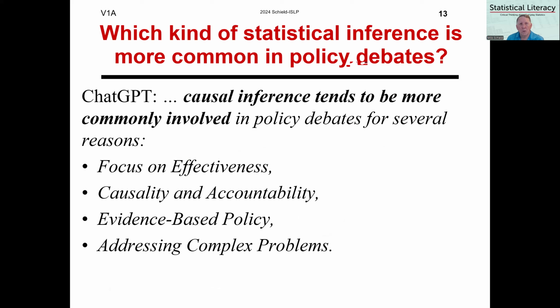Chat, what kind of statistical inference is more common in policy debates? Chat came back, causal inference, more common. And it gave some categories. And if you want more information on this, just call up ChatGPT, put in this question. You should get a similar answer. You can follow the detail.